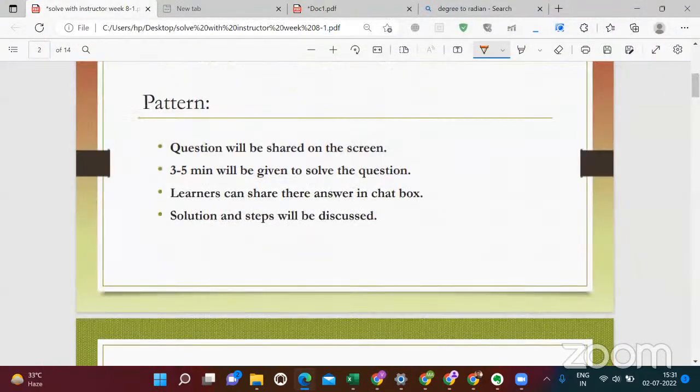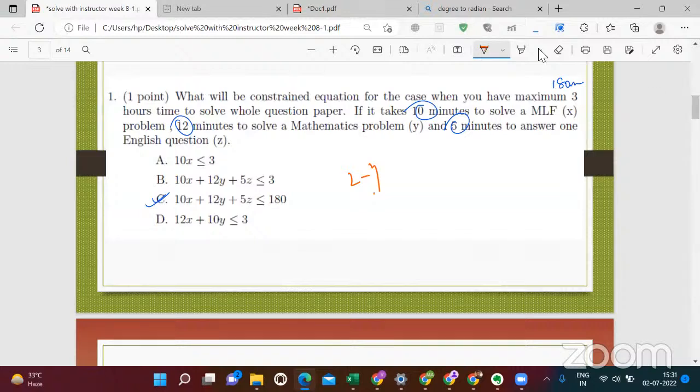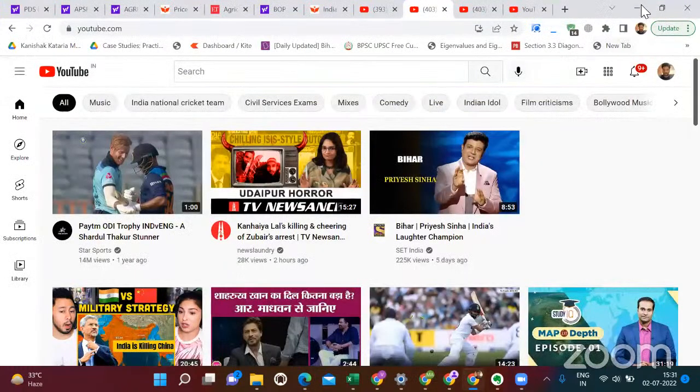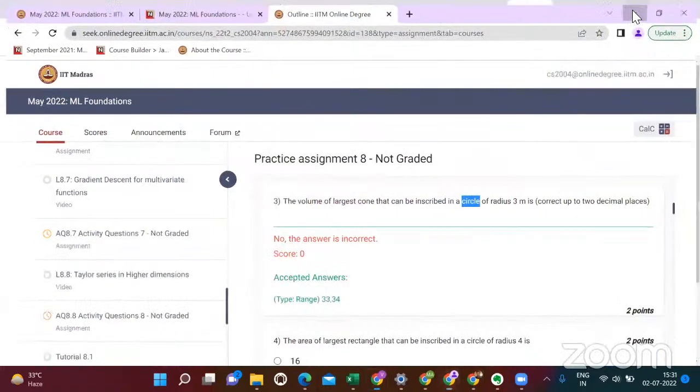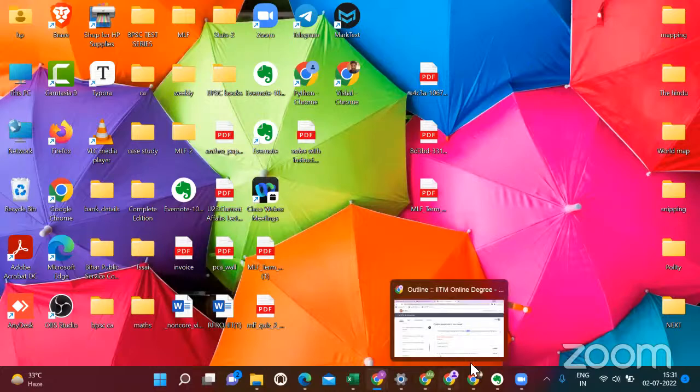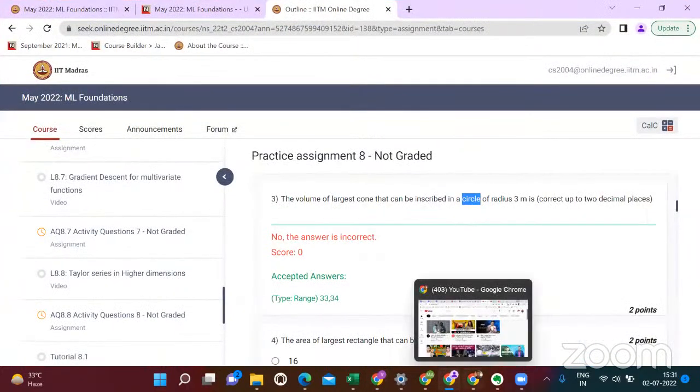I'll just share this PDF also. Most of the questions are pretty simple, so I don't think there will be an issue. So any issue from your side? Any feedback, anything you want? Anyone having any problem, any issue?